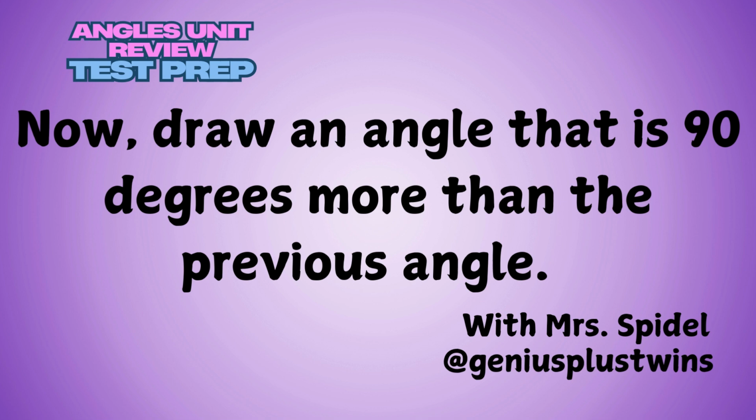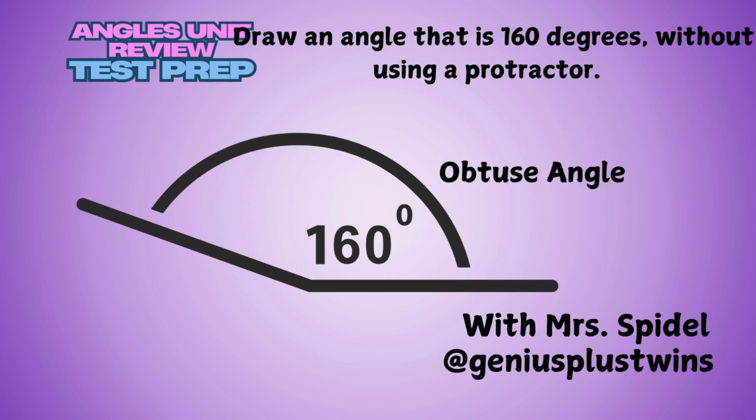Our next question states, now draw an angle that is 90 degrees more than the previous angle. Well, our previous angle was 70 degrees. To draw an angle that is 90 degrees more than that, I would have to know that 90 degrees plus 70 degrees equals 160 degrees. Then I would be able to easily draw it.